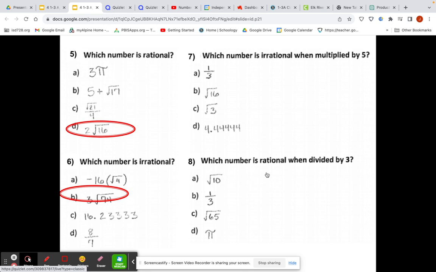So we will look at our last example here, and then we'll call it done for the time being. Which number is rational when divided by 3? Well, the only number that will be rational when divided by 3 is a number that's rational before. Square root of 10 is irrational. Square root of 65 is irrational. Pi is irrational. So if I divide any of those by 3, they're still going to be irrational. 1/3 is rational. If I divide 1/3 by 3, I will get 1/9. That's a rational number. That's it.